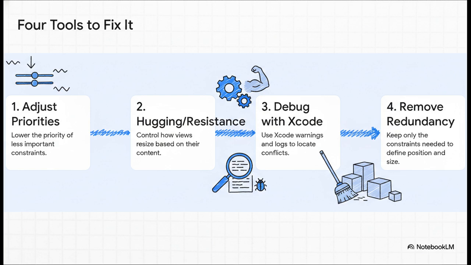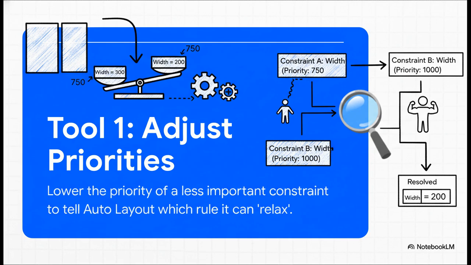Let's break them down. Tool number 1 is the most direct fix there is. Let's go back to our impossible button example. Instead of 2 required constraints, you just change one of them. By lowering the priority of that width equals 300 constraint to something like, say, 750, you're telling auto layout, look, try to make the button 300 wide, but if you can't, no big deal. That 200 width is way more important. And just like that, the conflict is gone.